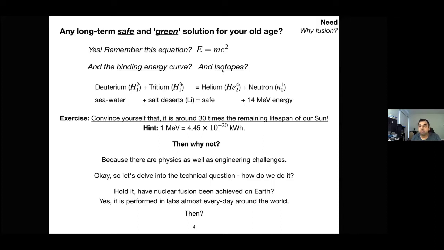But achieving fusion has some technical as well as physics challenges. So the idea is, what can we do for that? Okay, so what are the technical questions in achieving fusion? At least one or two of them I will address, and I will talk about how we are trying to solve them.